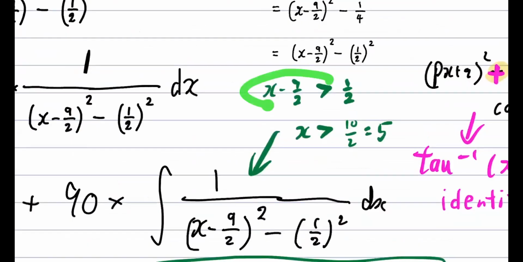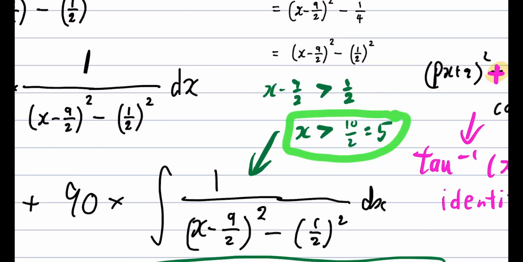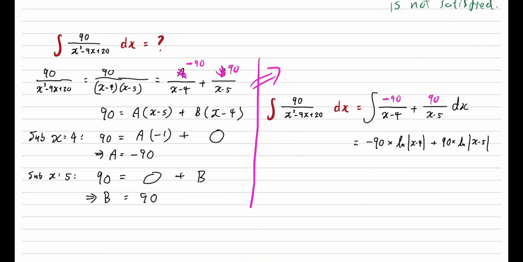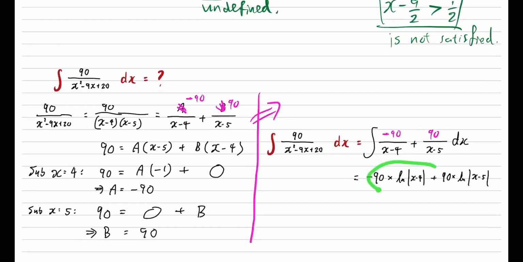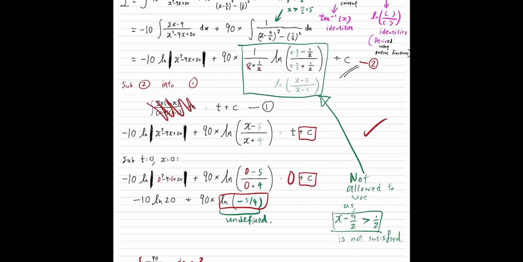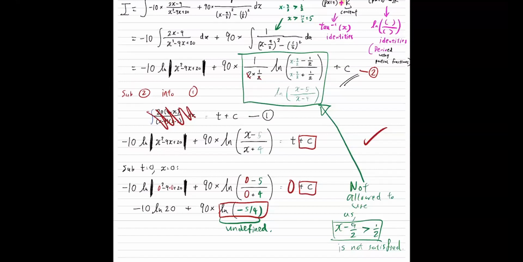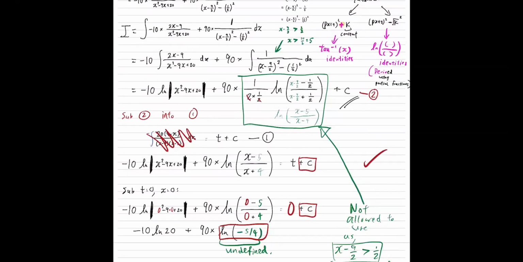You need to satisfy this, which means x has to be more than 5. But my x can be 4,000, which means it fails to satisfy this rule sometimes, which means I am not allowed to use the formula. Okay, carrying on. Now that I have found the actual integral of 90 over x squared minus 9x plus 20, let me try again. So I should actually be equal to, okay, if I can just copy down all the working that's needed.